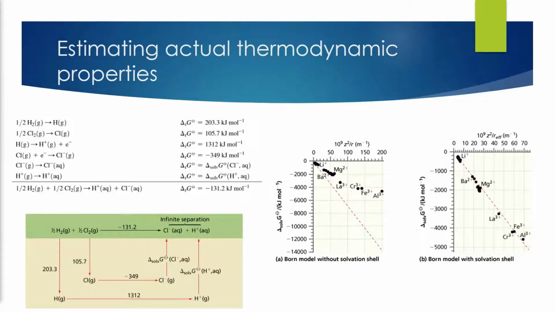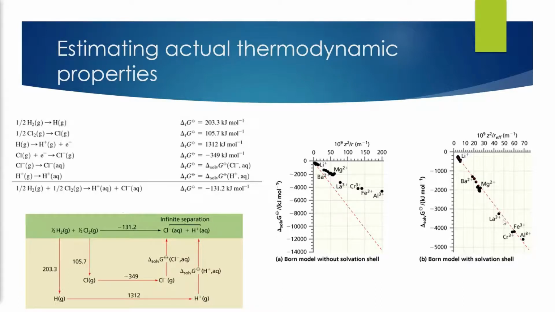Now, this doesn't work. And the reason for this is that there's generally a pretty large error. And you can see the delta G solvation energies are on the order of thousands of kilojoules per mole. And so for something like a lanthanum here, we're off by a little bit. And that might not be so bad.